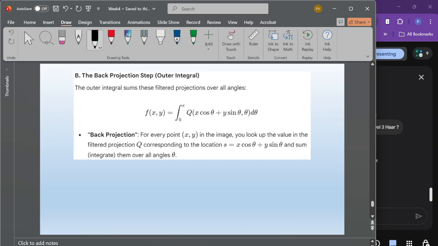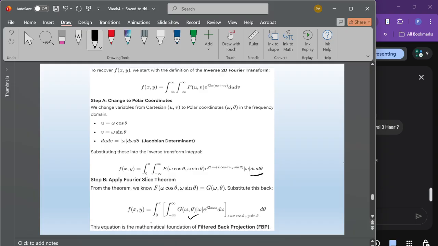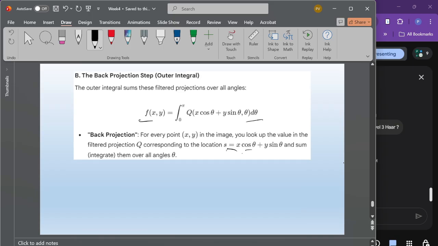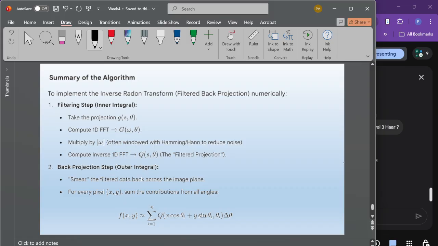So for the outer integral, what are we doing? This is the integral sum of the filtered projection over all angles. This one is the outer integral equation. In this back projection, for every point x and y in the image, we need to look up the value in the filtered projection Q corresponding to the location x cos theta plus y sin theta, and then sum over all angles.